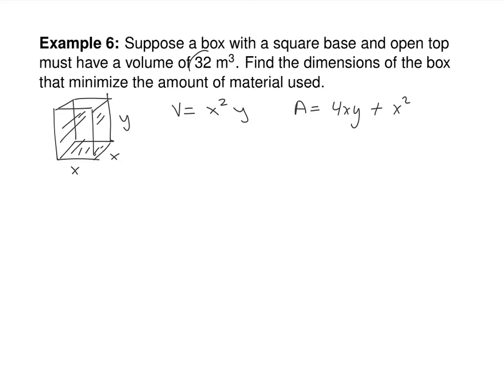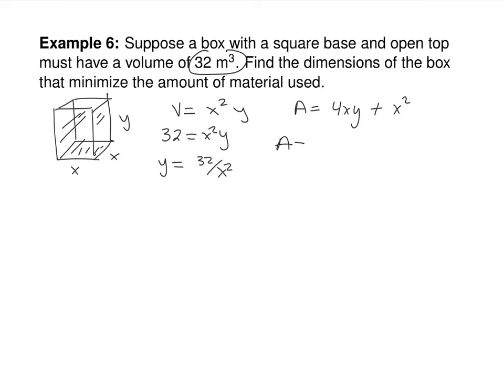What does the 32 tell you? It tells you about the volume. It tells you what x squared y equals. So 32 equals x squared y. And you can use that information, you can incorporate it into the A. You can either solve for x or solve for y. One is easy, one is hard. Solve for y.